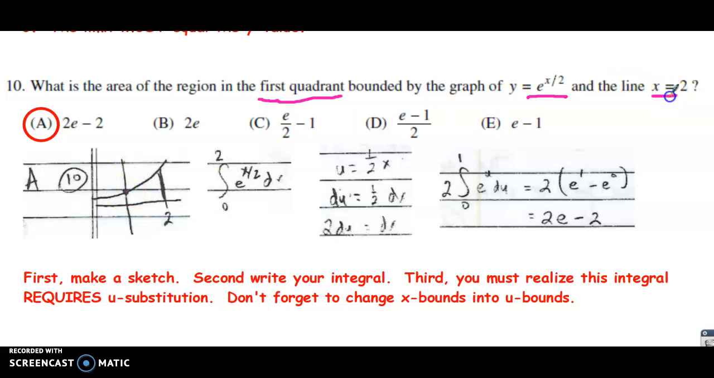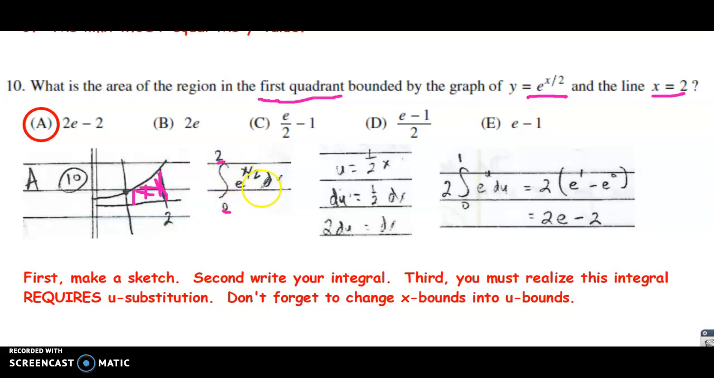Then they also are bounding by the line x equals 2, so just remember that that's a vertical line. So the region that they're trying to get us to find the area of is here. So that's from 0 to 2, top minus bottom.